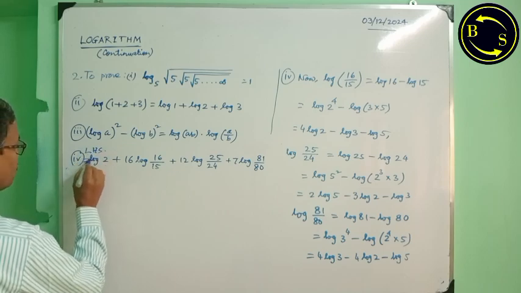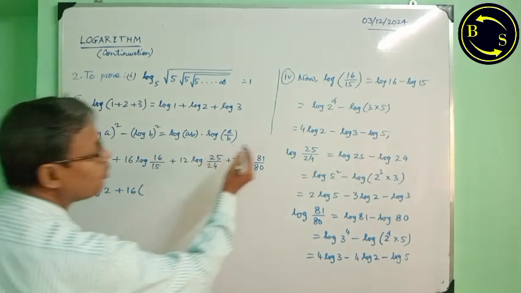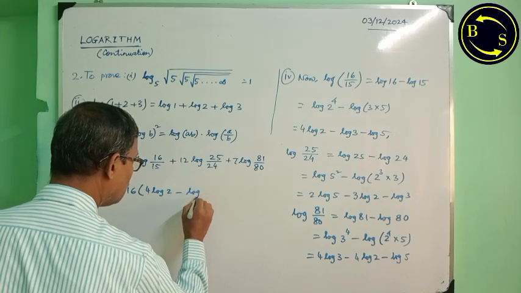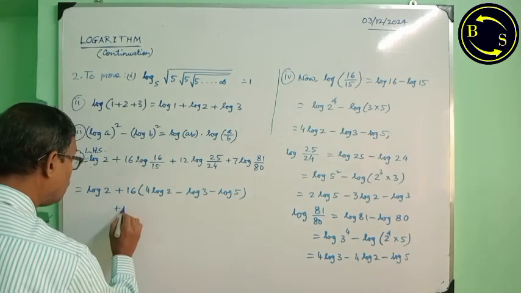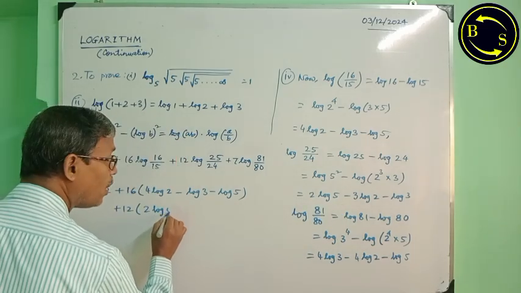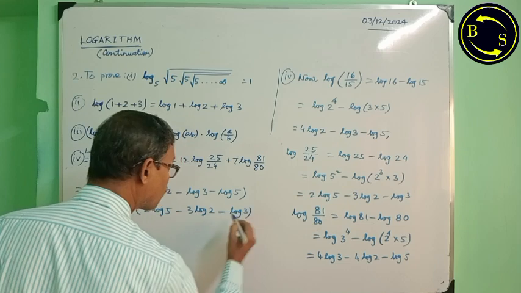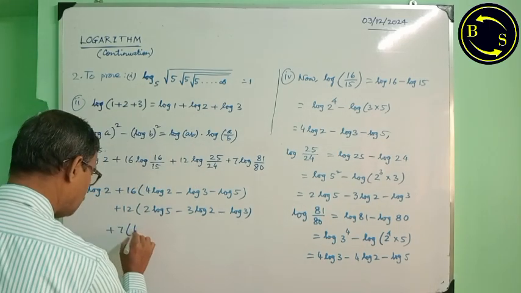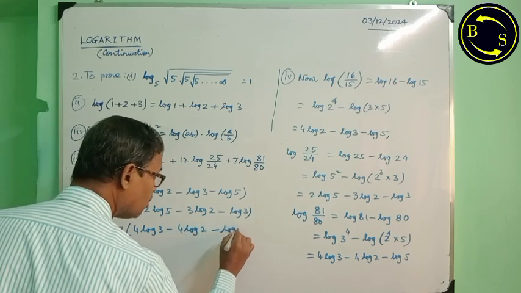LHS is this: 1 log 2 plus 16 into, already we have calculated those, 4 log 2 minus log 3 minus log 5, plus 12, log this one already, 2 log 5 minus 3 log 2 minus log 3, plus 7 into this one, 4 log 3 minus 4 log 2 minus log 5.